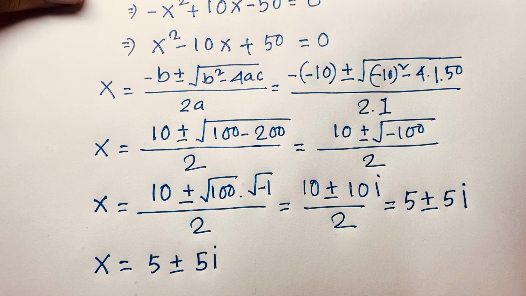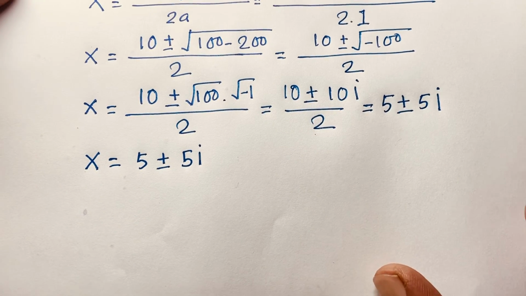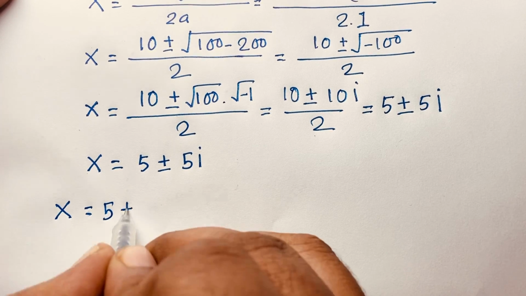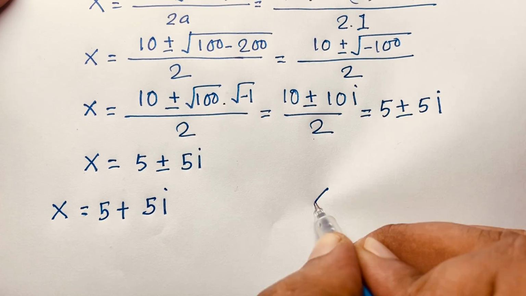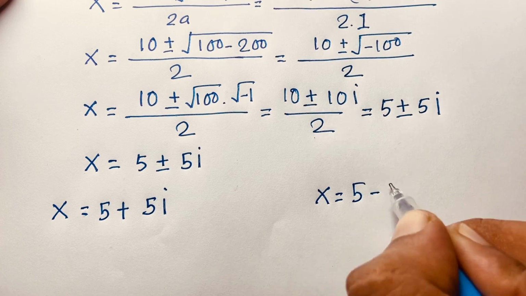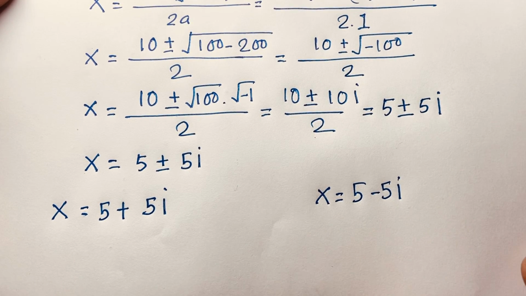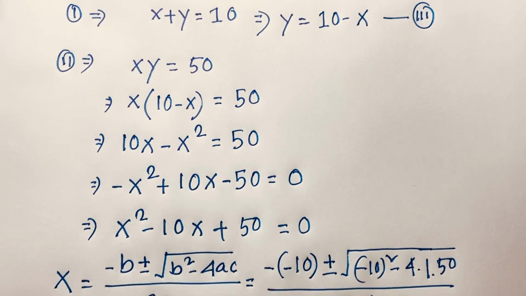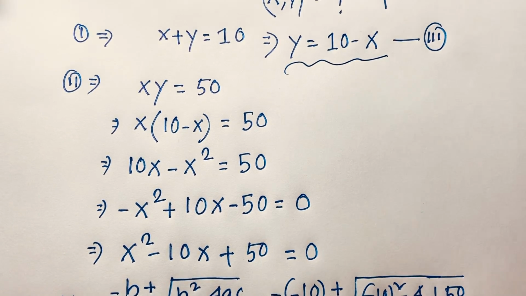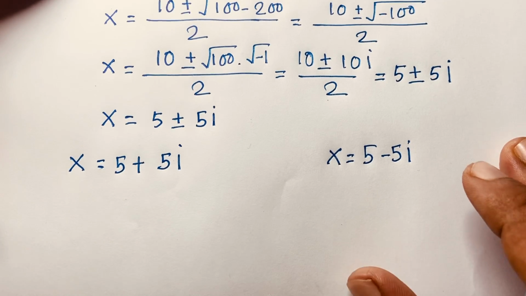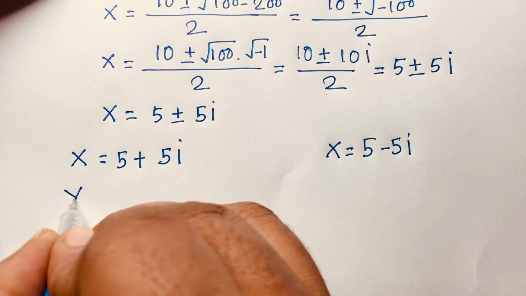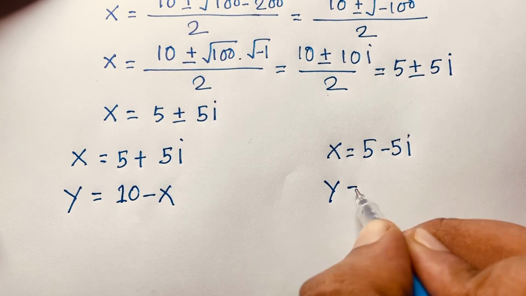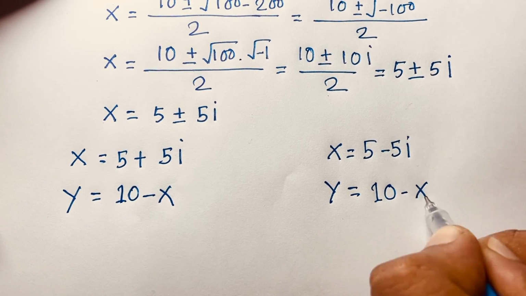Now at this moment, we'll find out the value of y. Here x will be 5 plus 5i, and here x is equal to 5 minus 5i. But recall, from our third equation, y is equal to 10 minus x. So I can say from this expression that y will be 10 minus x.